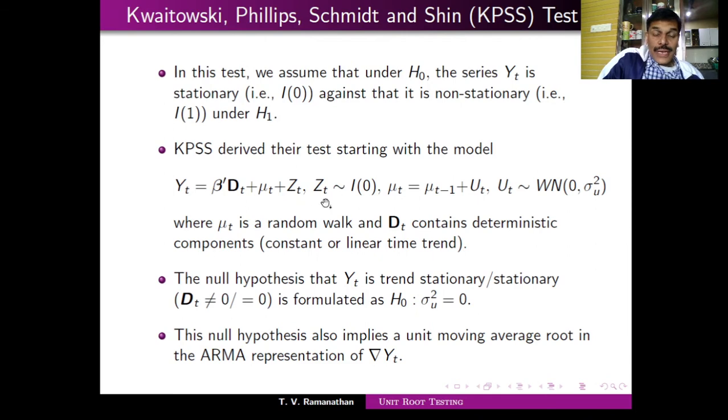So what we have is, under the null hypothesis, you have a stationary series, and under the alternate hypothesis, sigma u square greater than 0. When sigma u square is greater than 0, it means there is an involvement of mu's with respect to time, and that is actually a random walk, so that's non-stationary. So you have testing stationary against non-stationary, whereas in the earlier cases we were always testing non-stationary against stationary. So this is one of the differences between the KPSS test and all other tests.